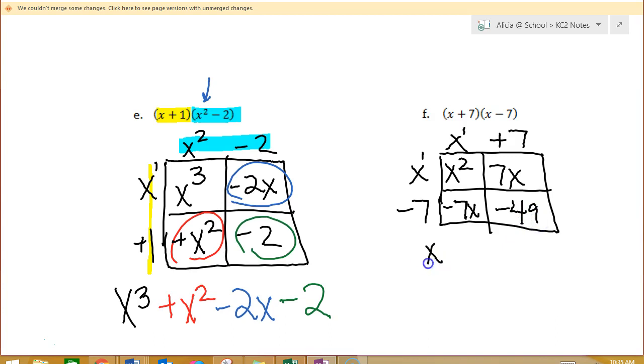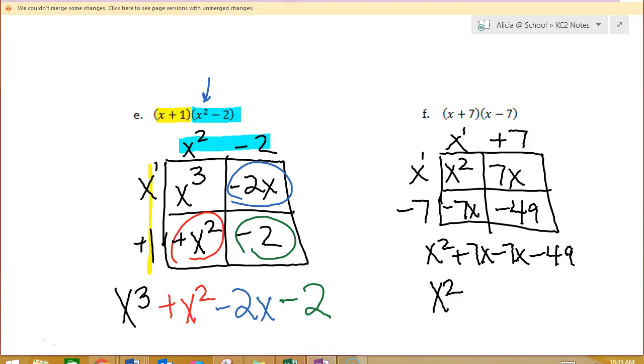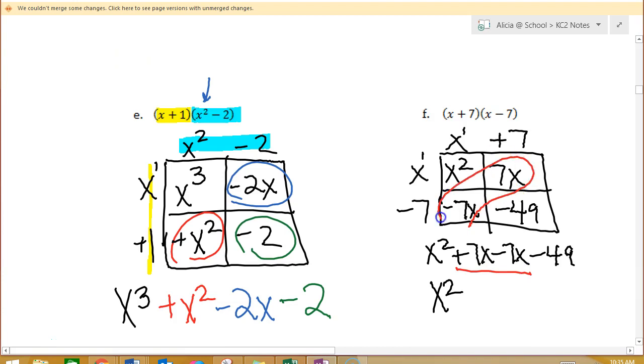Looking at all of these terms, x squared plus 7x minus 7x minus 49. Combining my like terms, that positive 7x and that negative 7x, those like terms, again, that we've seen in our diagonal here, is 0. We don't have to write the 0 because those just drop out. And then we have our negative 49. Don't forget to bring that down. So my final answer is just x squared minus 49. Please do not write the 0 because we do not need it.